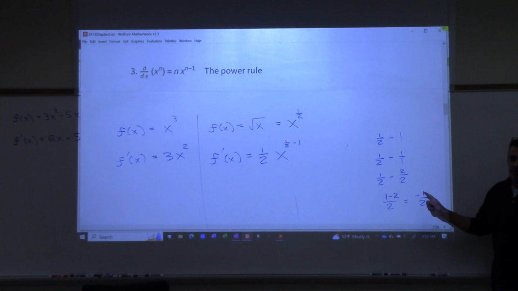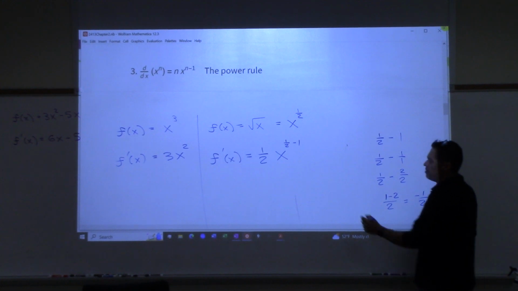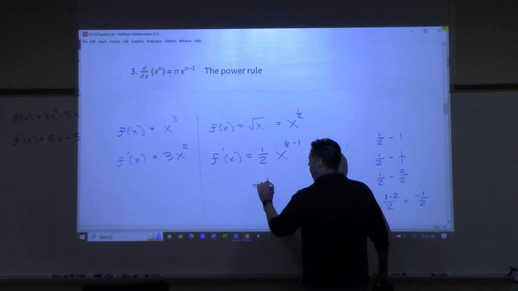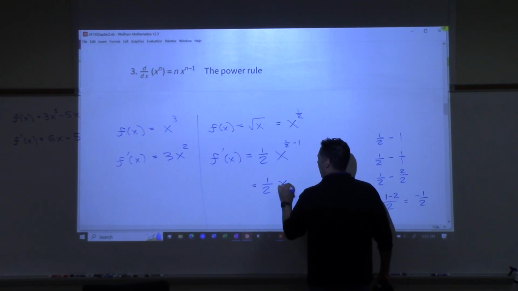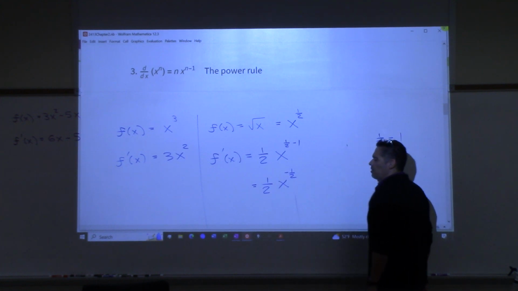Believe it or not, you're going to get good at this, and you're probably going to get to a point where you just do it in your head, because it's going to take too much time to do this every single time. But here's where we are. We have 1 over 2 x to the negative 1/2. Y'all good with that?